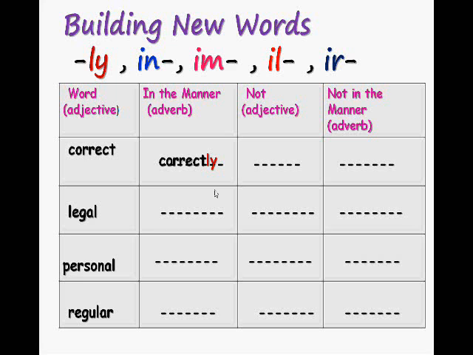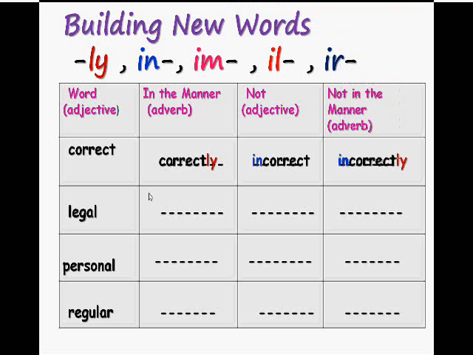If I want to say not, and I leave the word as an adjective, then it's going to be incorrect. Good. If I want to change the adjective which means not, or in a wrong way, into an adverb, it's going to be incorrectly. So now how many ways did I use in order to change the adjective correct into something new, okay? I first added ly, and then I added in to make incorrect, the adjective again.